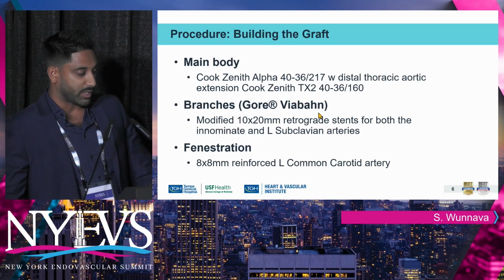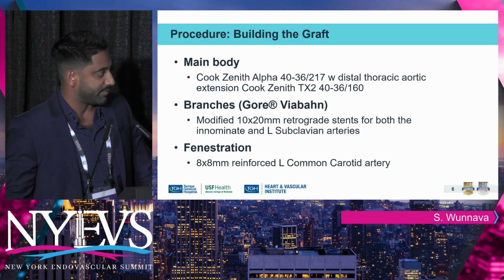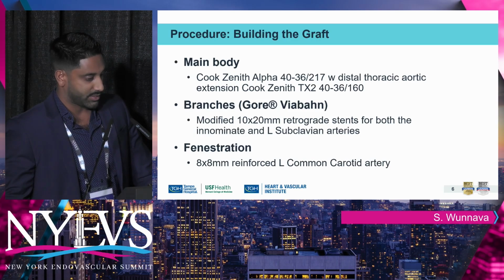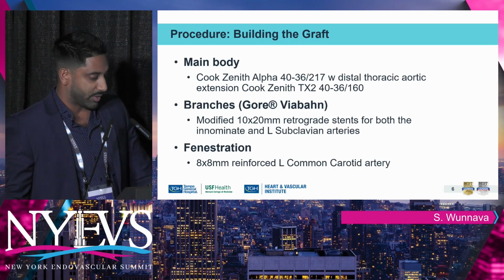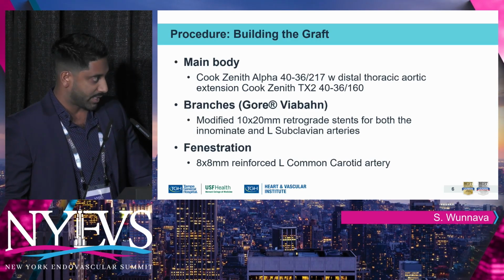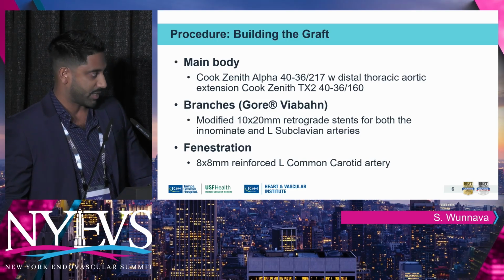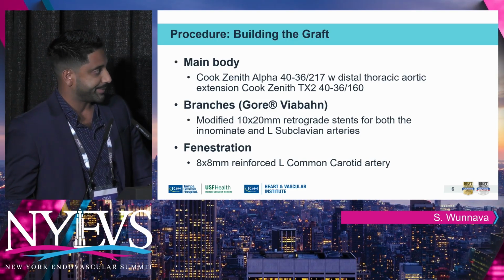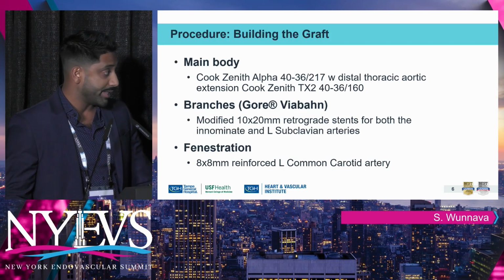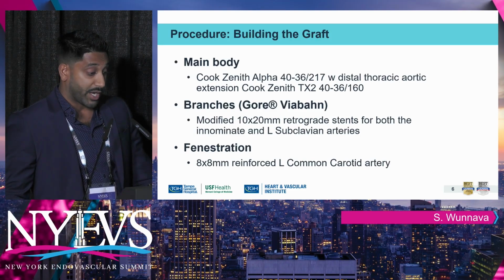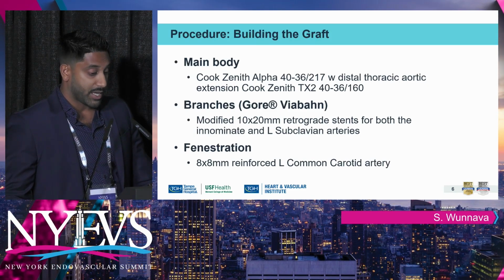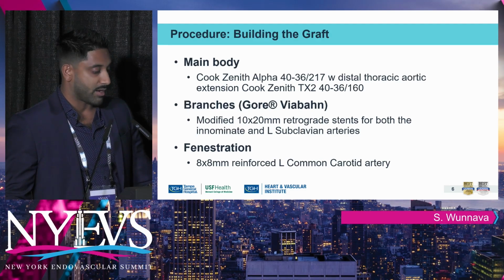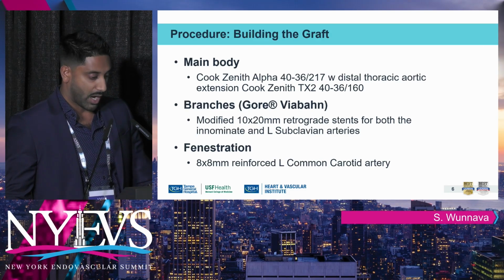So for the graft itself, we elected to use the Cook Zenith Alpha system. It was a tapered 40 to 36, 217 in length for the main body that we were going to customize or modify, and then the distal aspect was going to be another Cook product, TX2 this time, tapered to extend into the thoracic aorta. We elected to do branches for the innominate and the subclavian, and then a reinforced fen for the carotid.